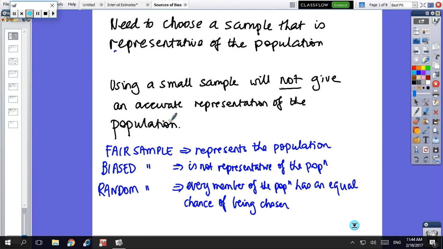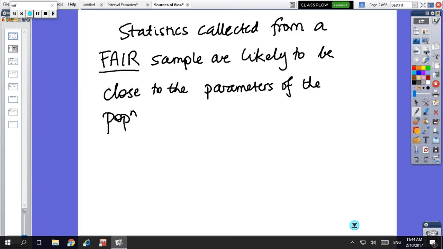Okay, so in the first video, we talked about how to do sampling, and we talked about different types of samples: fair sampling, biased sampling, and random. So this video is going to be talking more about biased sampling and what sort of bias you can have. So you've already got this copied down, so you don't need to copy it again.